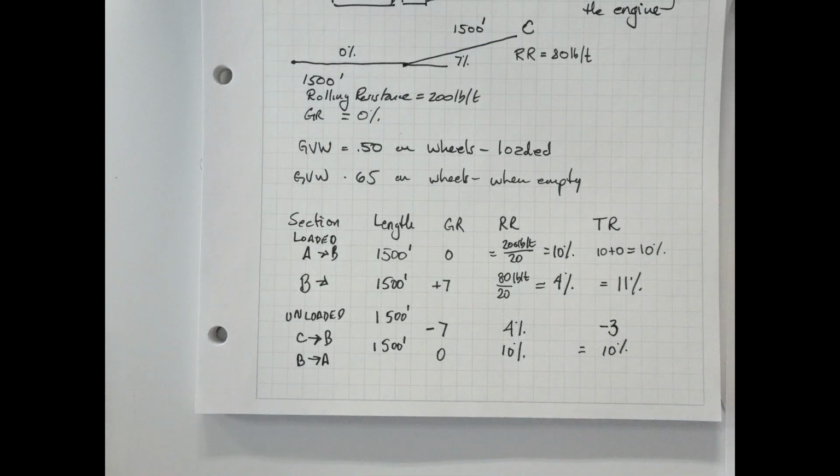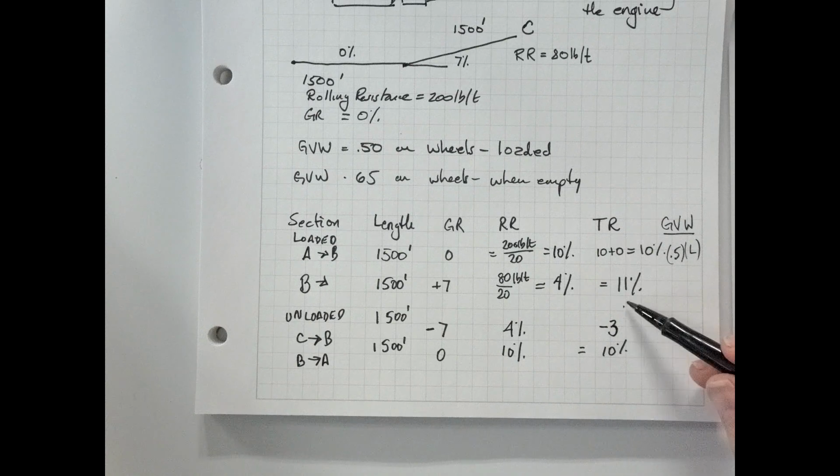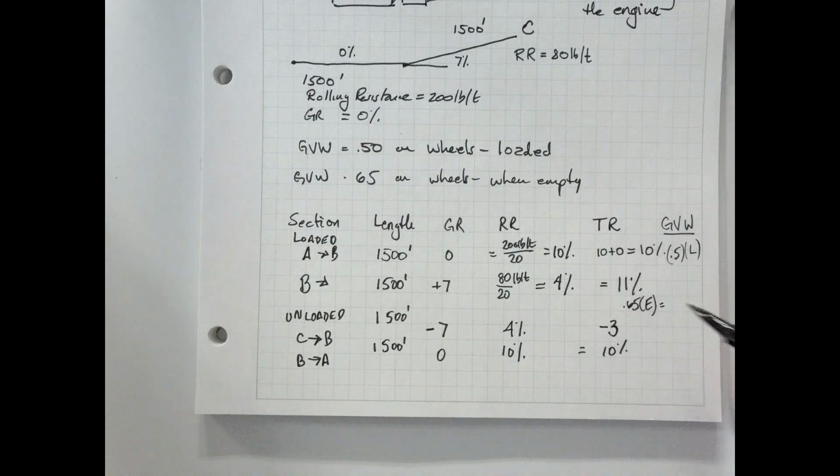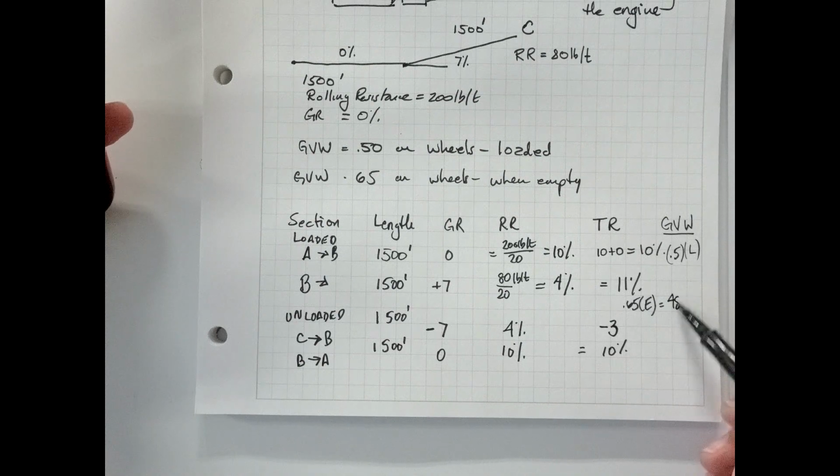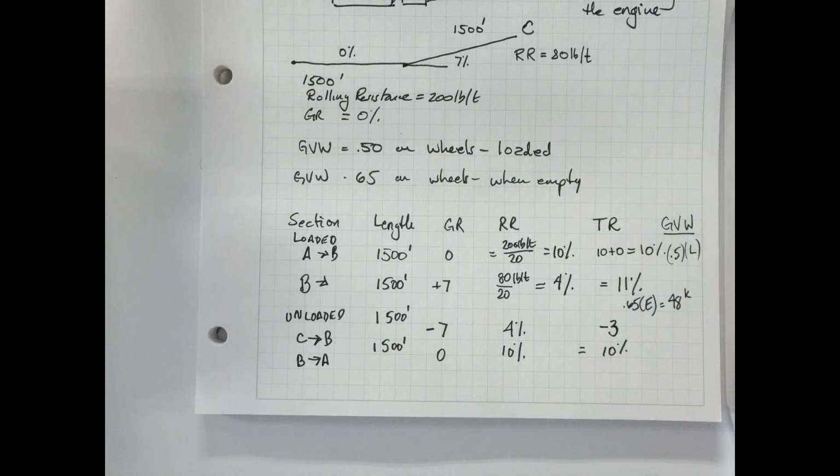One has a rolling resistance 10%, but here our gross vehicle weight that we need to check is 0.5 multiplied by the loaded, and here it's 0.65 multiplied by the empty load. 0.65 times 74.1 is 48 kilopounds, and 0.5 multiplied by 164,000 is 82 kilopounds.